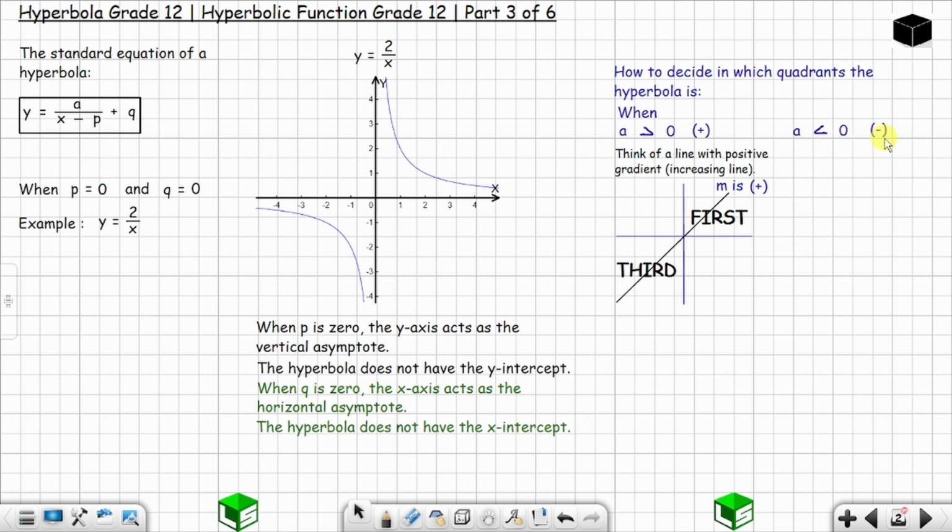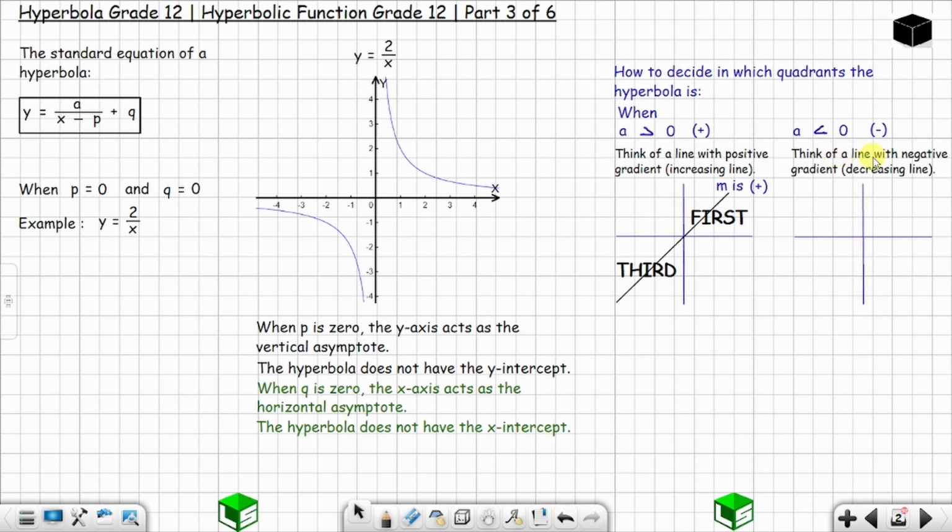Now when the value of a is less than 0, this means the value of a is negative, right? You have to think of a line with negative gradient. This is a decreasing line. You identify first your horizontal asymptote and you identify your vertical asymptote. Now you know what your quadrants are.